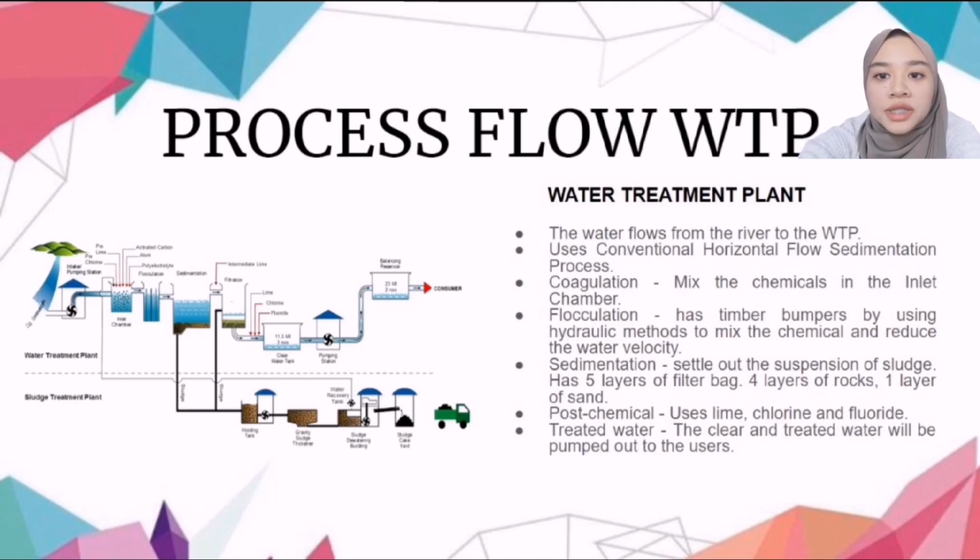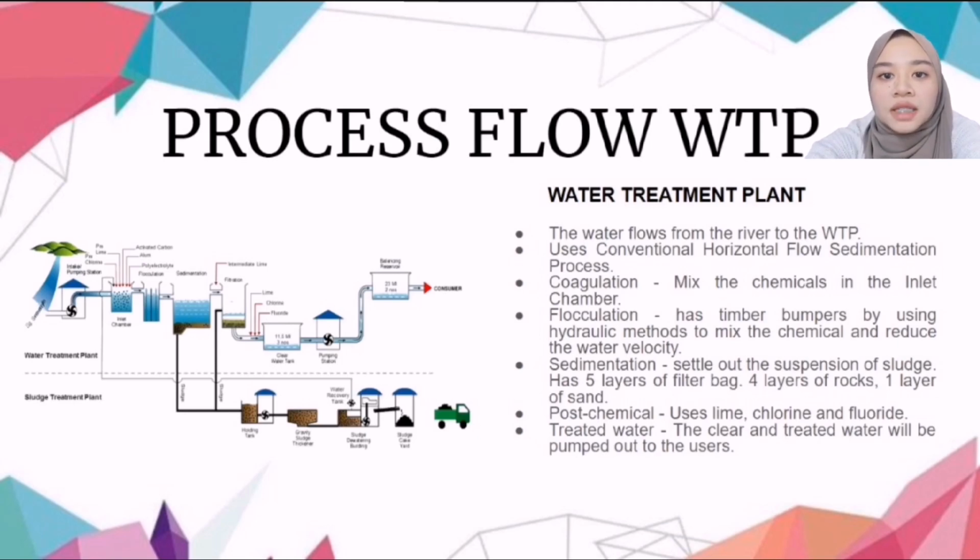In the sedimentation process, particles suspended in water are allowed to settle out of suspension due to gravity's effect. The particles that settle out of the suspension form sediment, which is referred to as sludge in water treatment. Then, only the clean water flows to the filter.